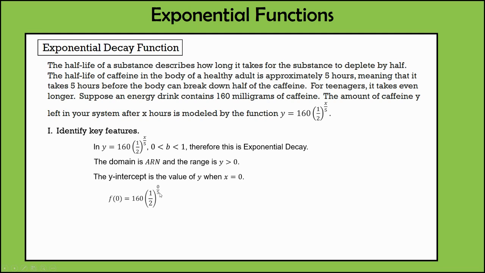1/2 to the 0 power is 1. Anything to the 0 power is 1. So 1 times 160 is 160. Should make sense that at time 0, so you've taken in this drink, right after I've taken in the drink, I've got all the caffeine in my system, 160 milligrams of caffeine. So (0, 160) is our intercept on the y-axis.